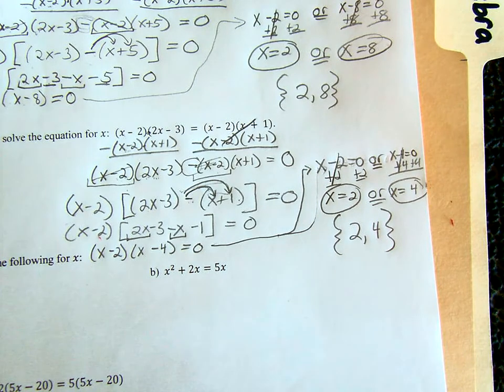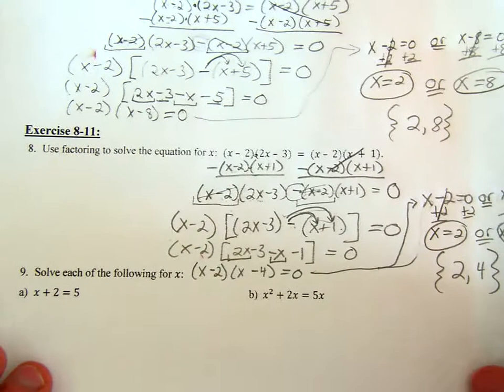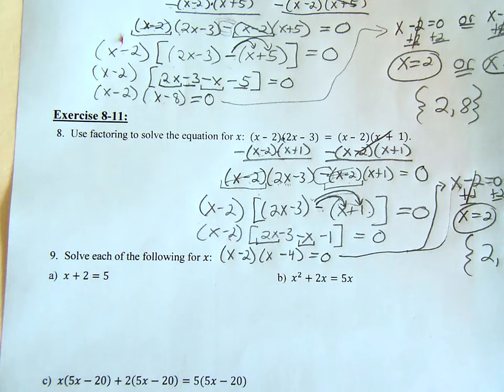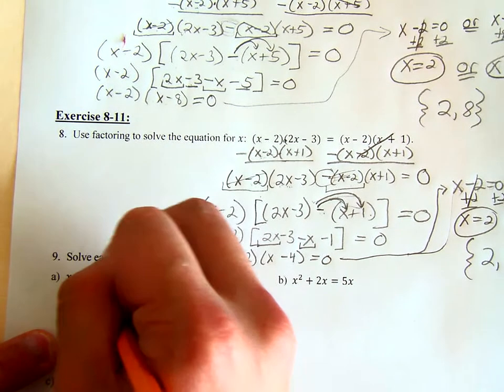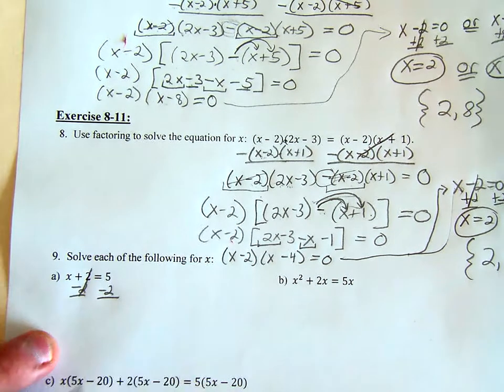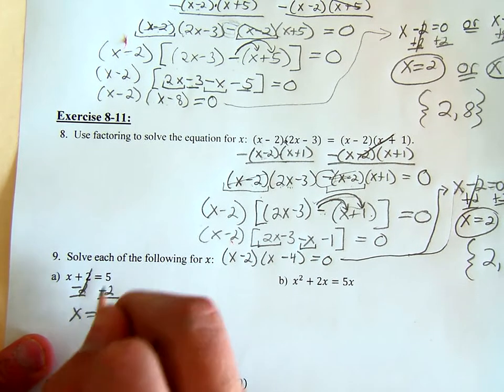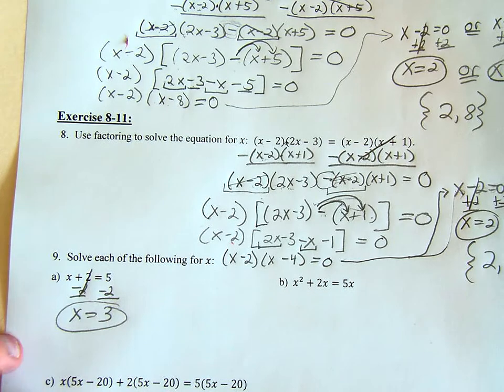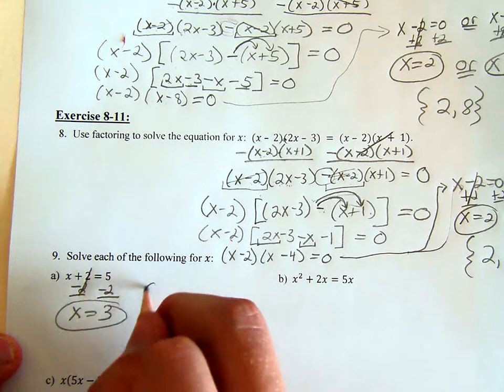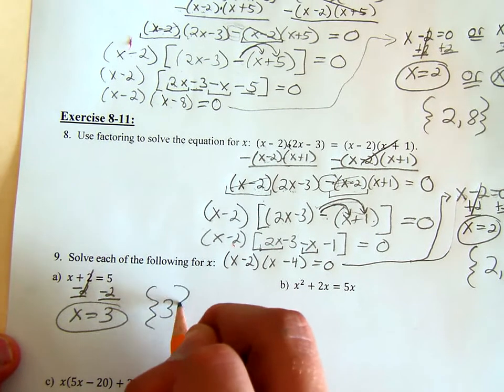Okay? So now let's look at this next one. We have x plus 2 is equal to 5. So what can we do on both sides? We're going to subtract 2. Subtract 2. So we get that x is equal to 5 minus 2 is 3. So our solution set for this one is going to be 3.